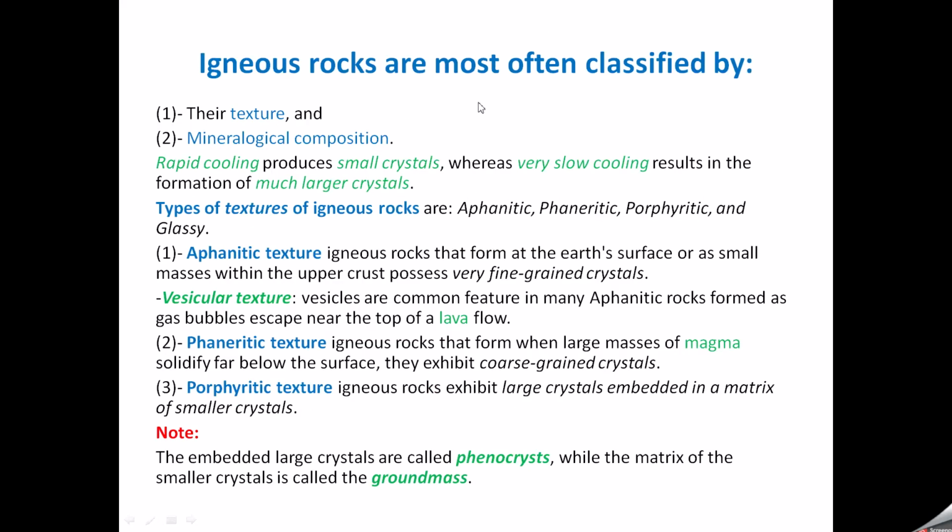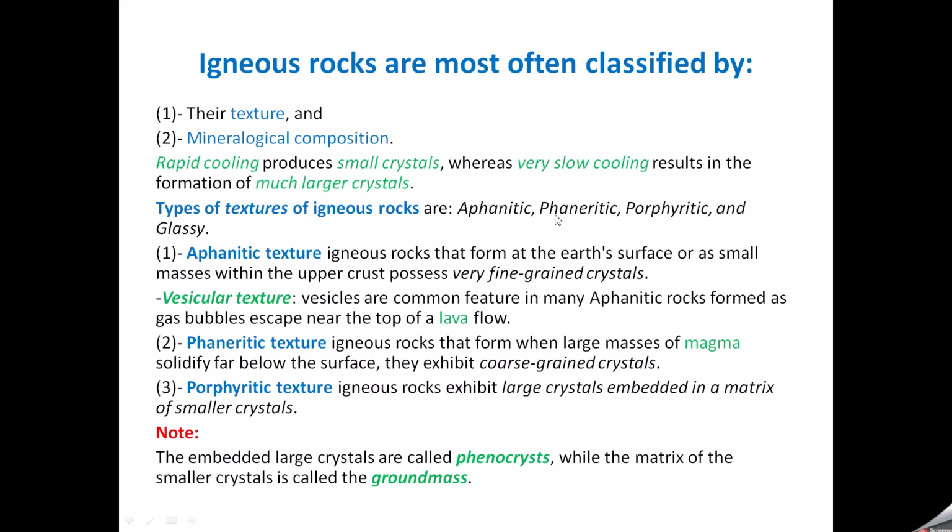Igneous rocks are most often classified by texture and mineralogical composition. Rapid cooling produces small crystals. That's what happens when we have volcanoes at the surface. Whereas very slow cooling results in the formation of much larger crystals. Very slow cooling happens under the surface, with plutonic rocks.